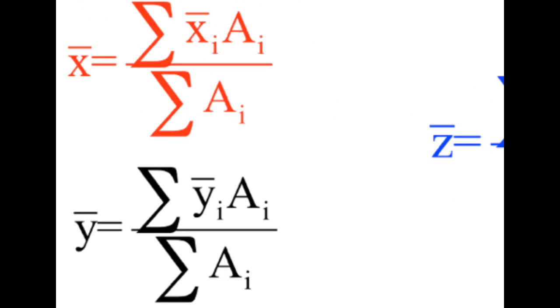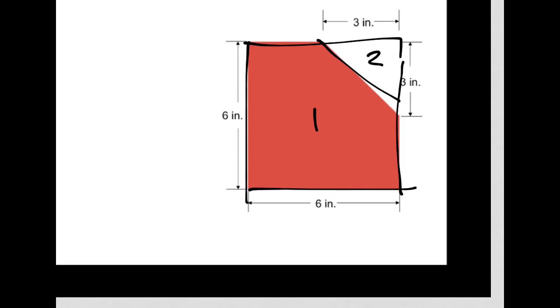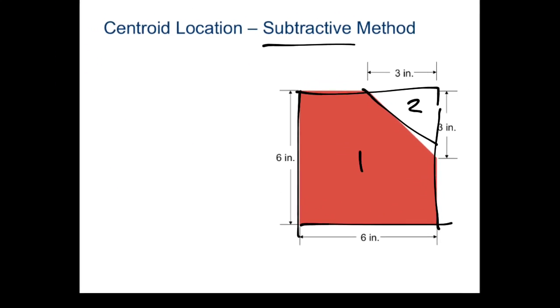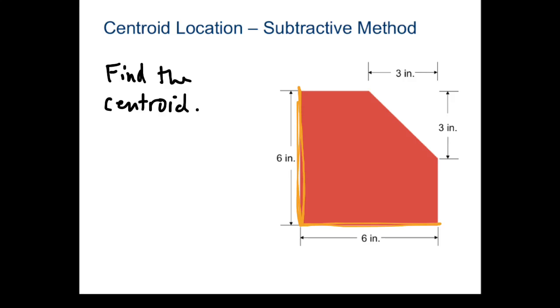The x bar, the y bar, that's the distance that the centroid is away from the reference axis. So I'm going to go ahead and choose a reference axis. You can choose it to be wherever you want, but it makes the most sense to choose the reference axis to be the x and y axis. Okay, so what are our two shapes? Let me write the instructions here. Find the centroid. We have all these dimensions, and I need to find the centroid.